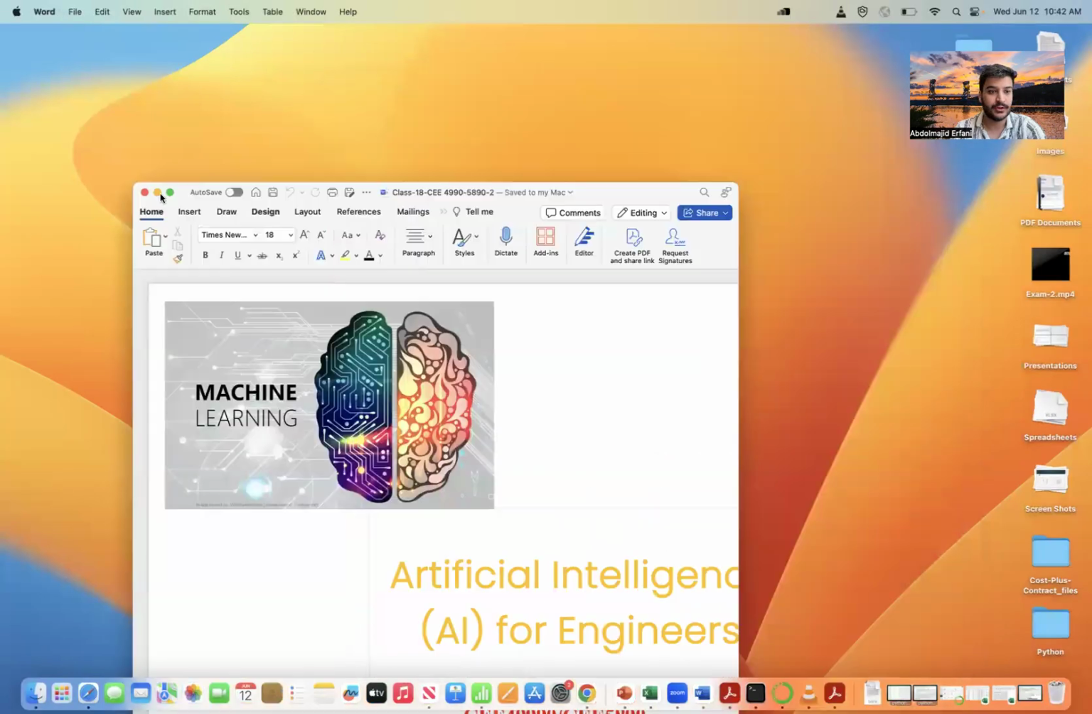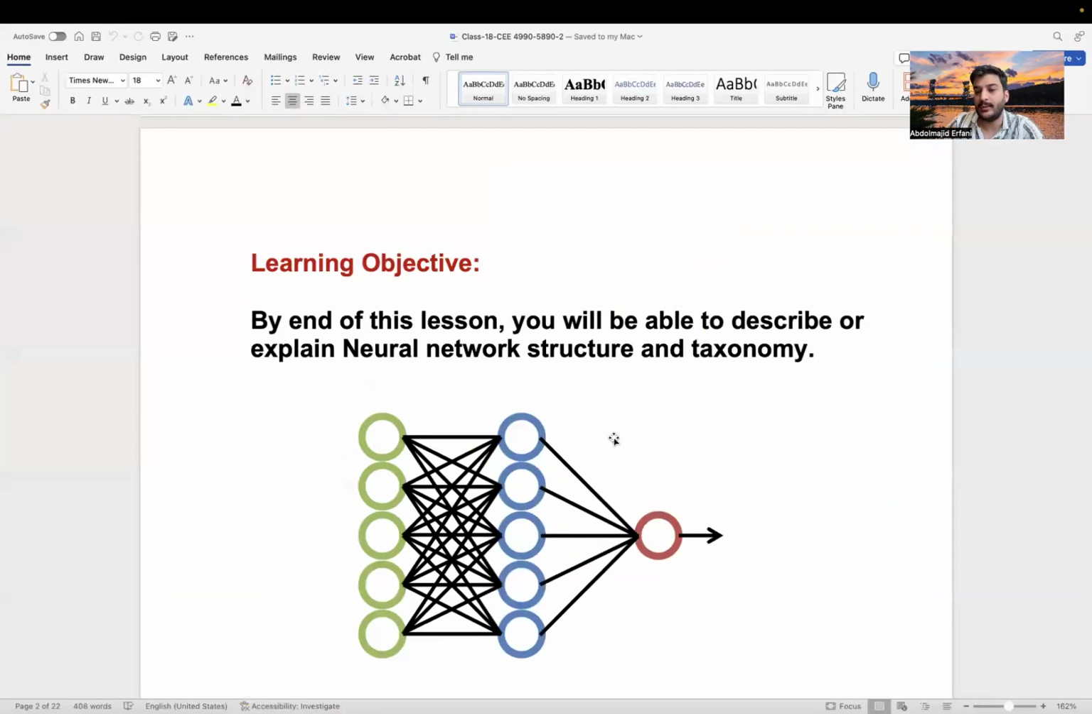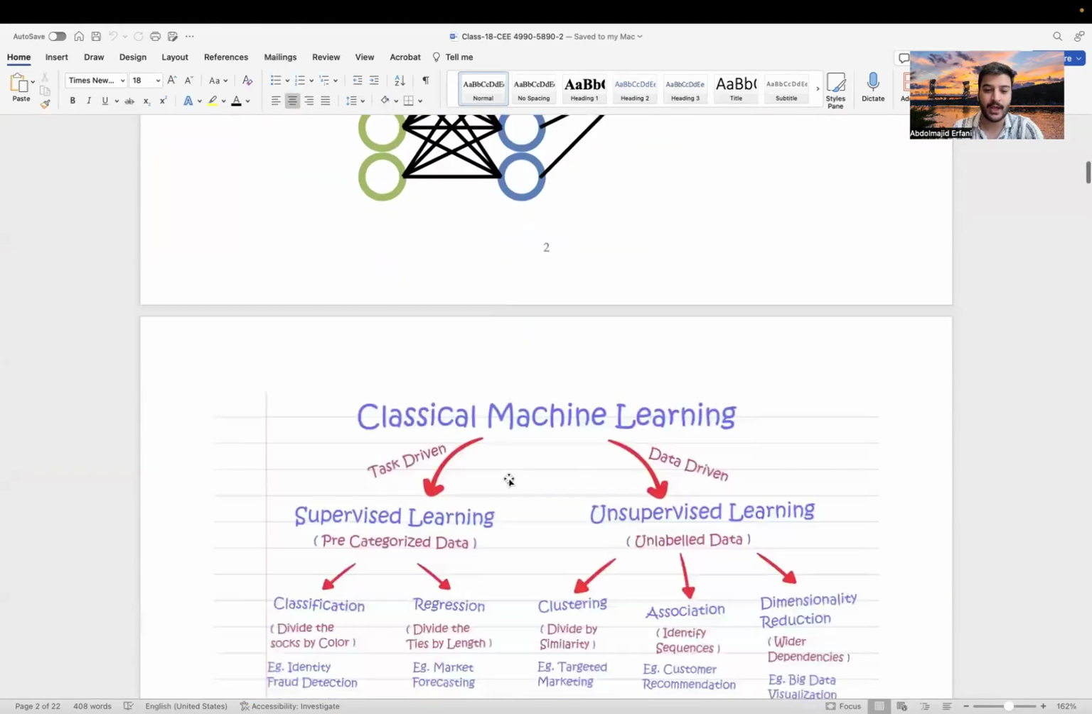By the end of this lesson, you will be able to describe and explain neural network structure and taxonomy words. You will know what things are called in a neural network, what these nodes are, what these lines are, how the neural network does the calculation, why a neural network is called deep learning, and what the different types of neural network are. For step one, we will start from the basics, okay?